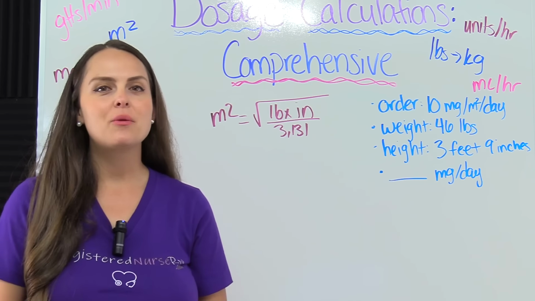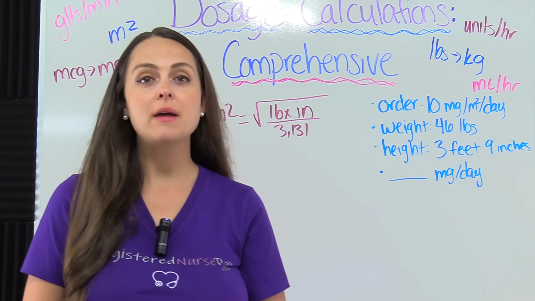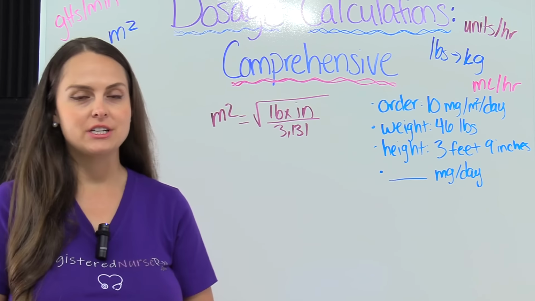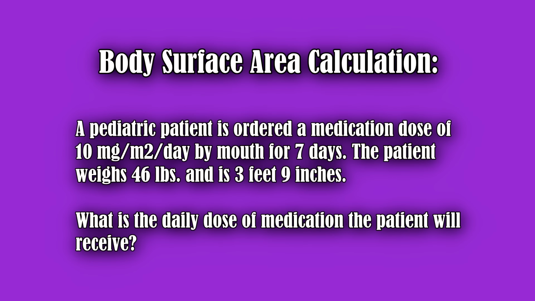Now we're going to wrap up this comprehensive review, and we're going to solve a body surface area calculation. So this problem says a pediatric patient is ordered a medication dose of 10 milligrams per square meter per day by mouth for 7 days. The patient weighs 46 pounds and is 3 feet 9 inches. What is the daily dose of medication the patient will receive?